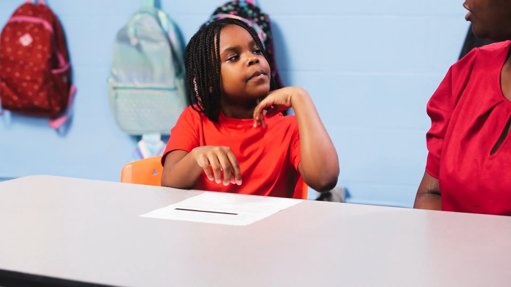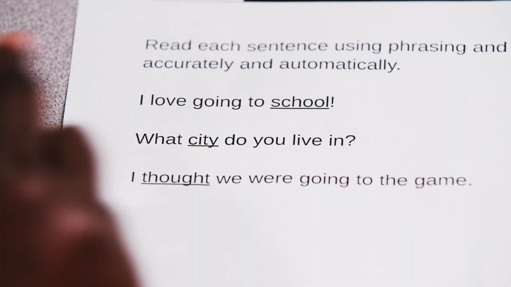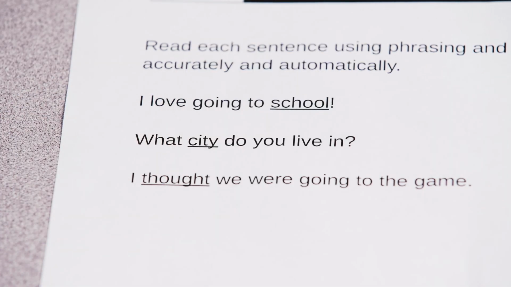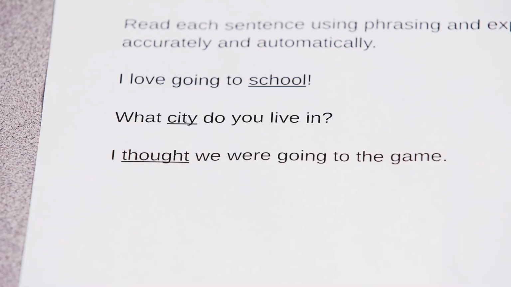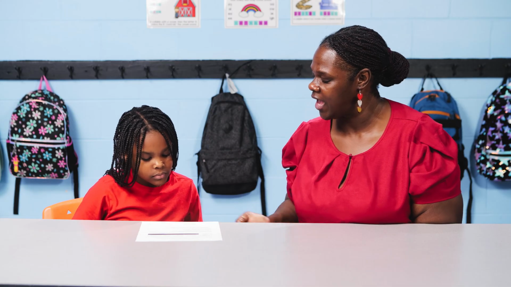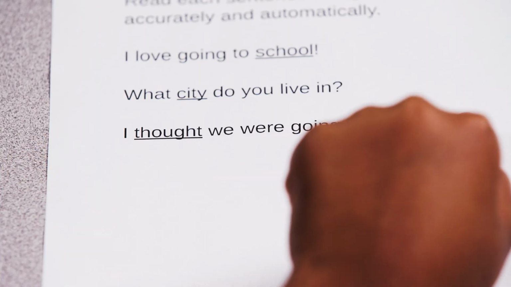Okay, now we're going to read some sentences. So I'm going to read the sentence first. I want you to pay attention to the punctuation to see how my voice changes to show expression. After I read the sentence, I want you to read the sentence, okay? Okay. Ready? I love going to school. I love going to school. What city do you live in? What city do you live in? I thought we were going to the game. I thought we were going to the game.